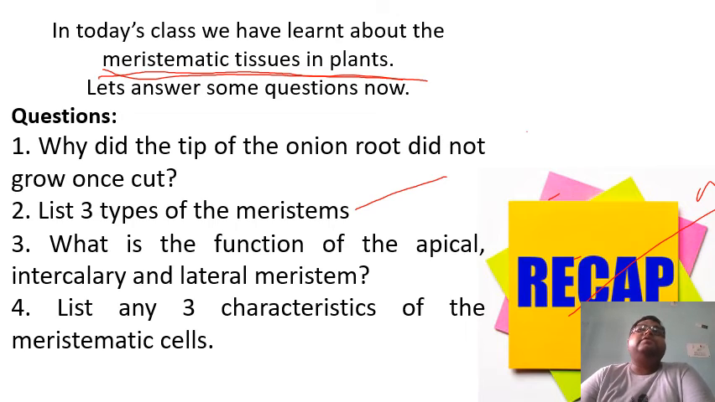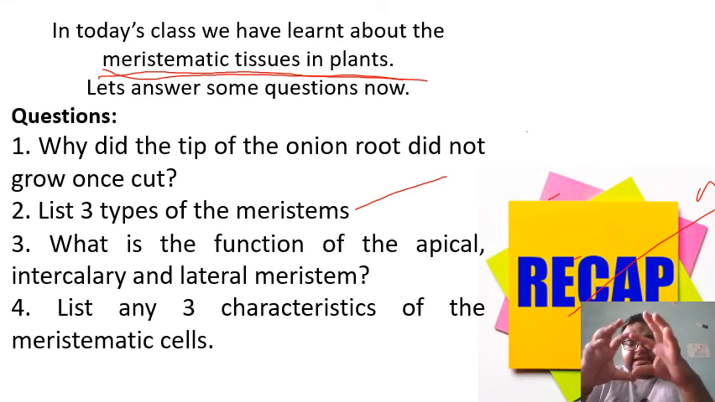Okay, so first of all, the apical meristem, it is present where? It is present on the tips of the growing roots and shoots, and the function is that it increases the length of the root and the shoot. Very good, students. The lateral meristem, it is present on the sides, right, and increases the thickness, right? It increases the thickness of the plants, right? And intercalary meristem, these are present at the nodes, right?